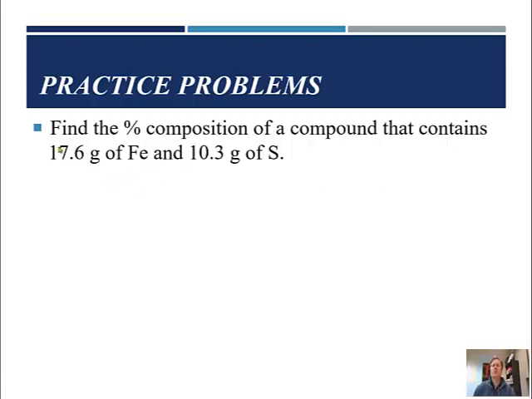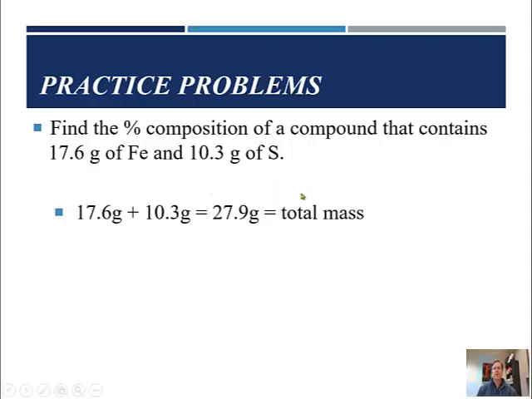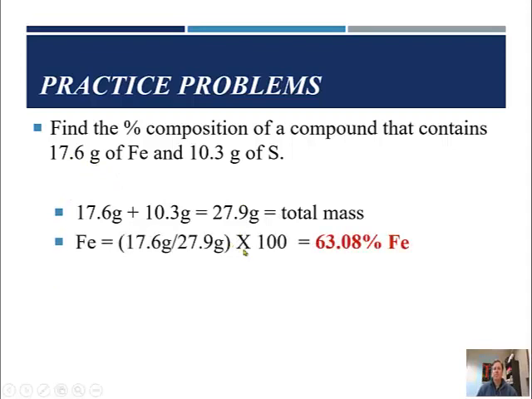But what we do know is we have these two parts that make up the whole. So if we add our grams of iron and our grams of sulfur together, we get the total mass, which comes up to 27.9. So if we want to know the percent of each of these, that's easy. We take 17.6 grams of iron divided by the total mass times 100, and we get 63.08%.